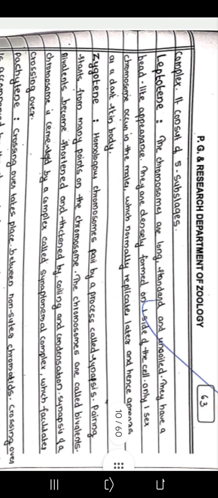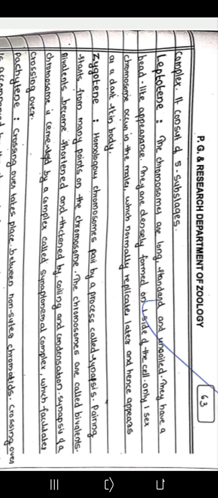First, leptotene. The chromosomes are long, slender, and uncoiled. They have a bead-like appearance. They are densely formed on the sides of the cell. Only one sex chromosome occurs in the male, which normally replicates later and hence appears as a dark stained body.